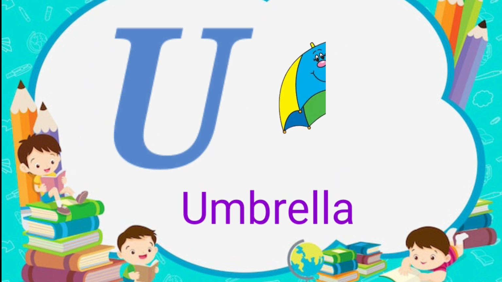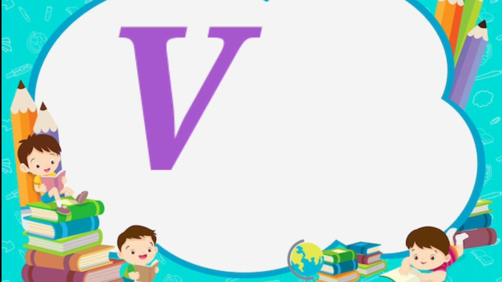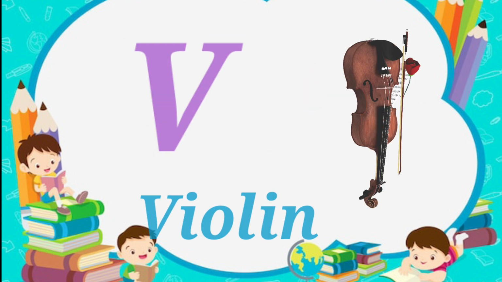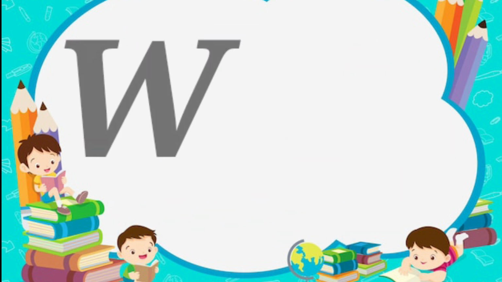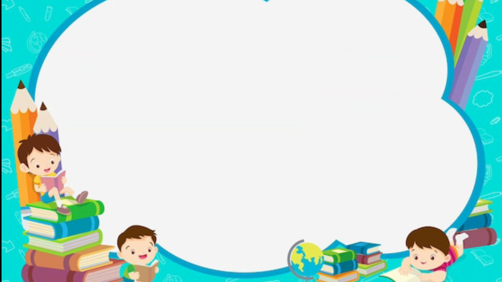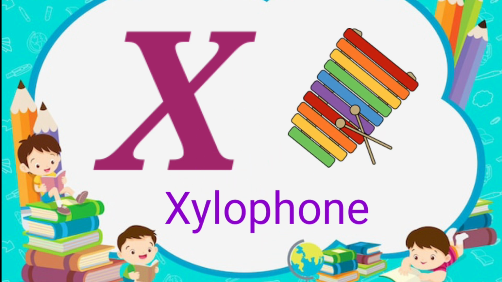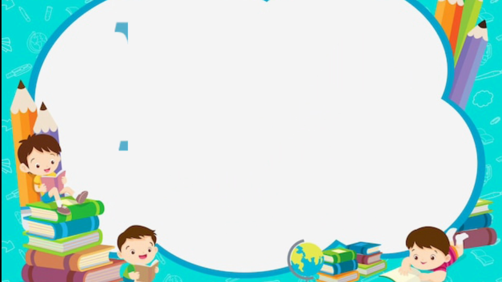U for umbrella. V for violin. W for watch. X for xylophone.